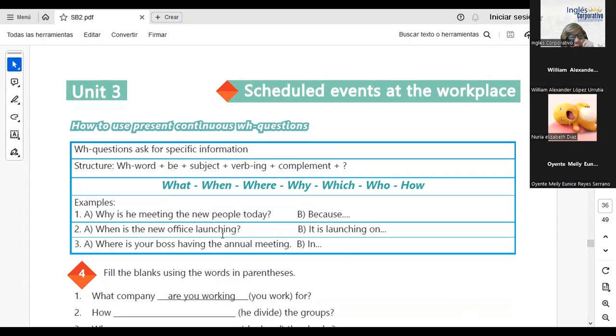When is the new office launching? Launch is the verb lanzar, right? Cuando se lanza un producto, se dice launching a product. Okay, when is the new office launching? It is launching on November 7th or on Monday, for example. When is your boss having the annual meeting? In January, in December, okay, here using in because it's a month of the year, or in the morning, in the afternoon, in the evening.